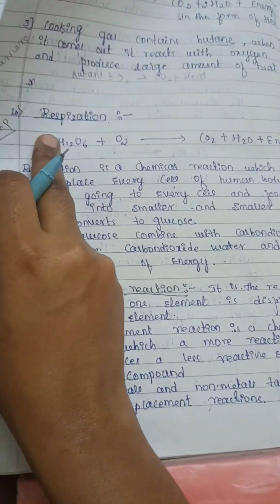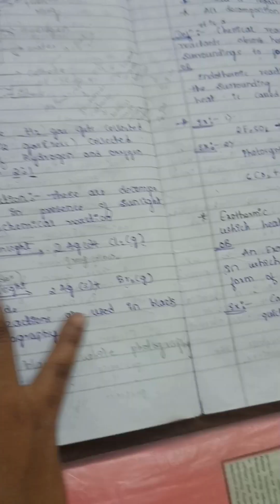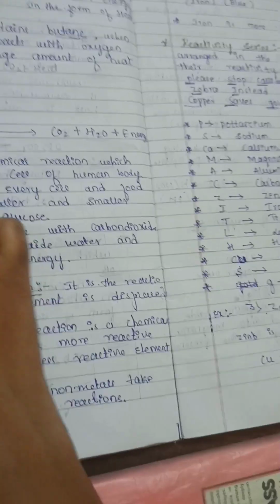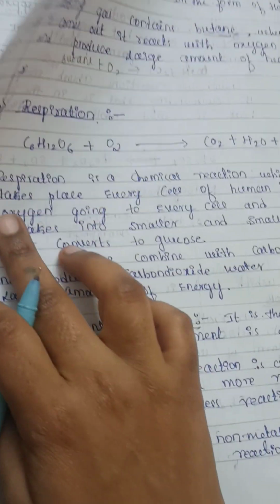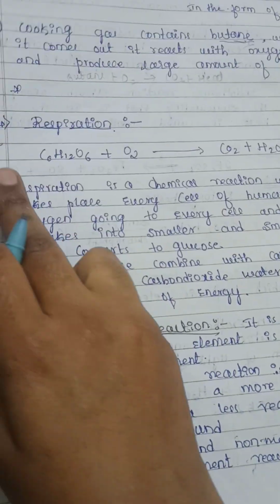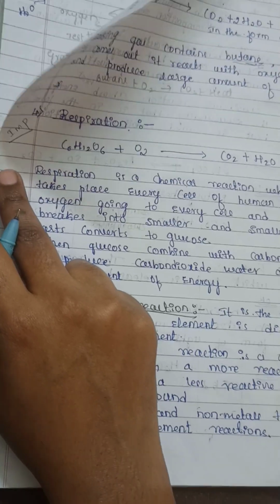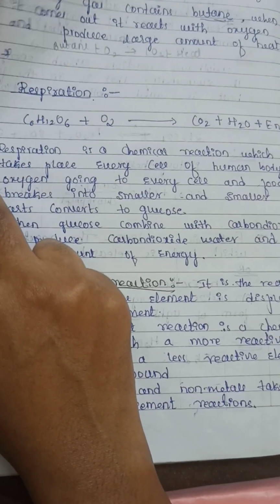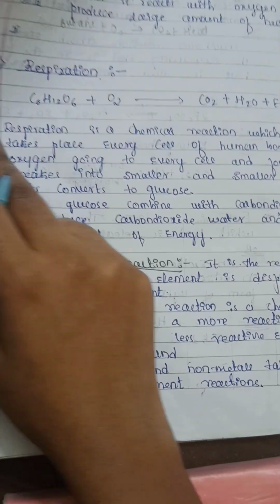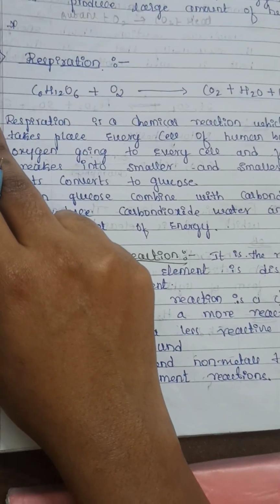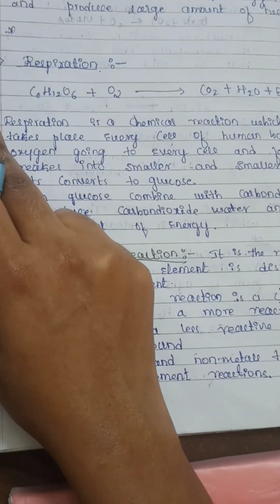So why is respiration called an exothermic reaction? They will ask the question: why is respiration called an exothermic reaction? Because respiration is a chemical reaction. Whenever we take in oxygen, it will produce CO2 and energy will be released. That energy will be utilized by our body. So the energy is released, and that is the reason we call it an exothermic reaction. Exothermic reaction itself means it will release energy in the form of heat, light or anything.